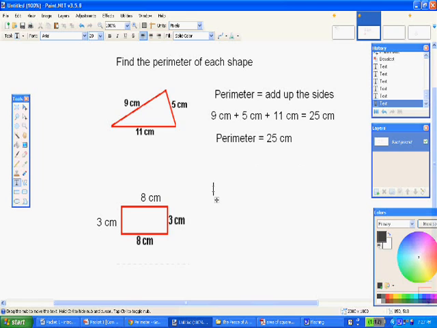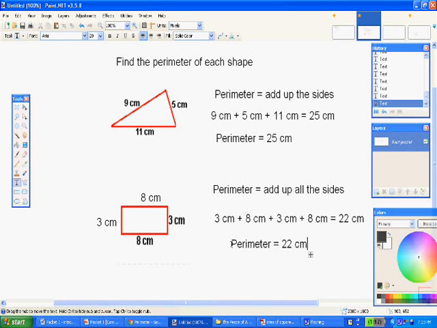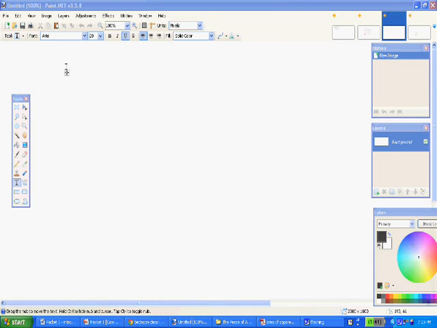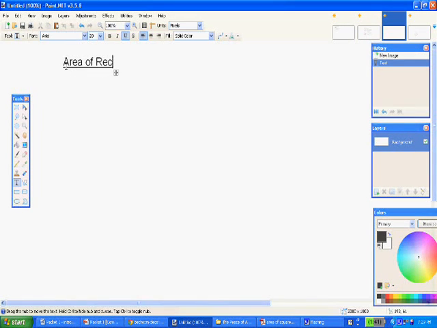Okay? Again, to find the perimeter, I'm going to add up all the sides. And I'm going to start from the 3 centimeters and work my way around. So I'm going to do 3 centimeters plus 8 centimeters plus 3 centimeters plus 8 centimeters. And I get, see, 3 plus 8 plus 3 plus 8 is 22 centimeters. So my answer is 22 centimeters.